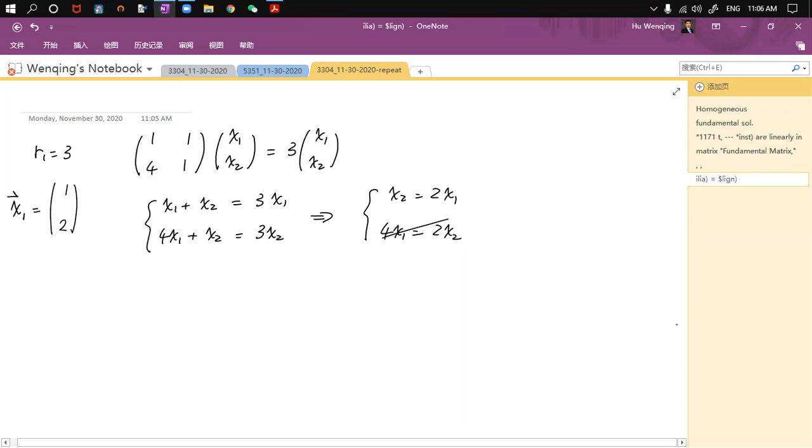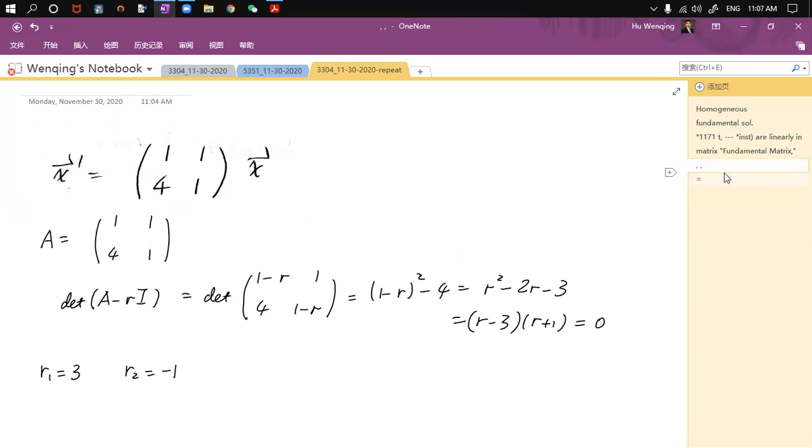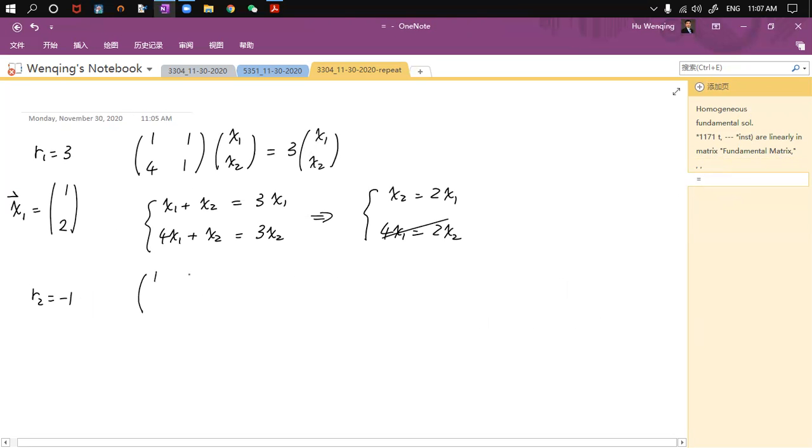Is that good, everybody? So now we're going to find the second eigenvector. So r2 is equal to minus 1. So that means you're going to have the matrix [1, 1; 4, 1] multiplied by x1 and x2 is equal to minus x1 and x2.